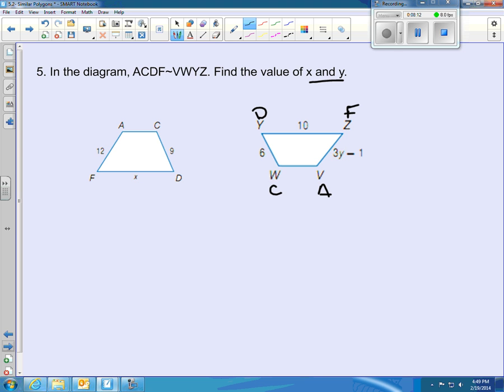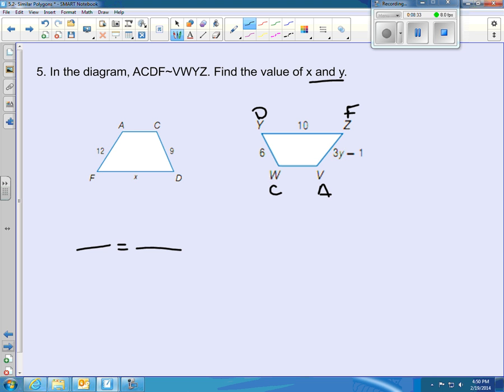Okay, if they're similar, my angles are congruent and my sides are proportional. Here's the biggest thing that kids have some trouble with: they automatically want to set the sides equal to each other. Nope, not congruent, they are proportional. So we're actually going to set up a proportion.